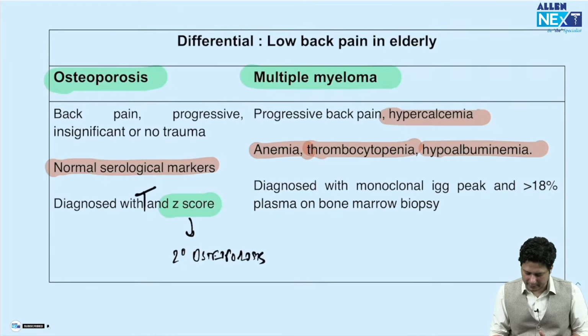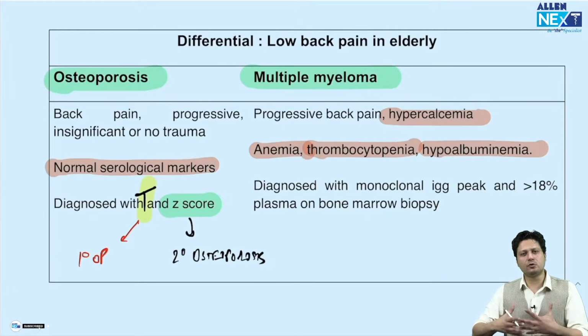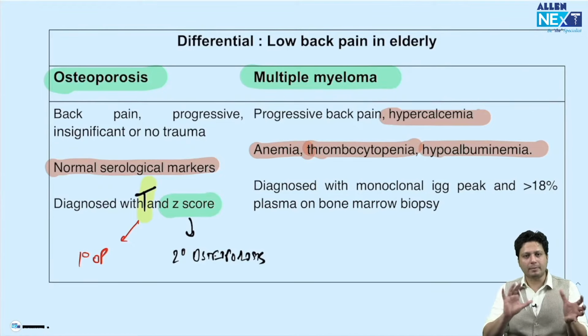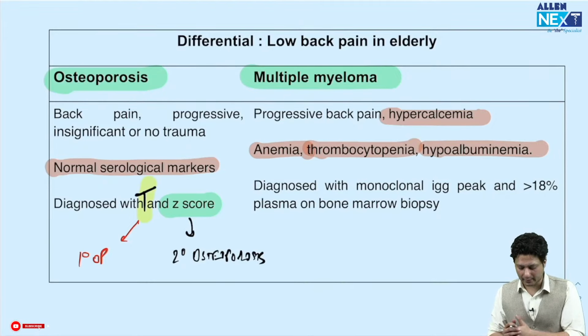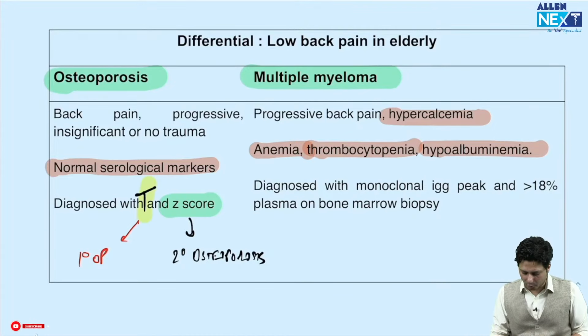It is diagnosed with T and Z score. So T-score is basically for the diagnosis of primary osteoporosis, while Z-score is for the diagnosis of secondary osteoporosis. This is something which we used to teach in detail as far as the clinical appearances are concerned, because of how to compare the bone mineral densities between two individuals. You have to take two different sets of individuals in order to do that. Next, on the other hand, these are the kind of things which are obsolete now: multiple myeloma is diagnosed by monoclonal IgG peak as well as bone marrow biopsy.